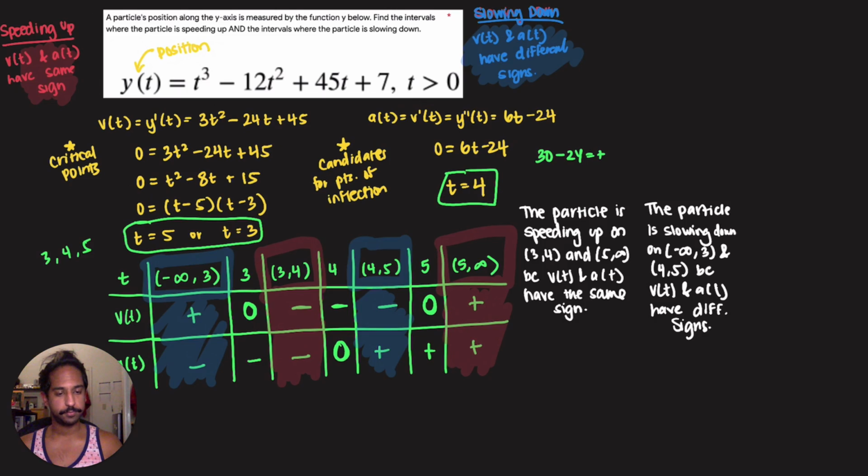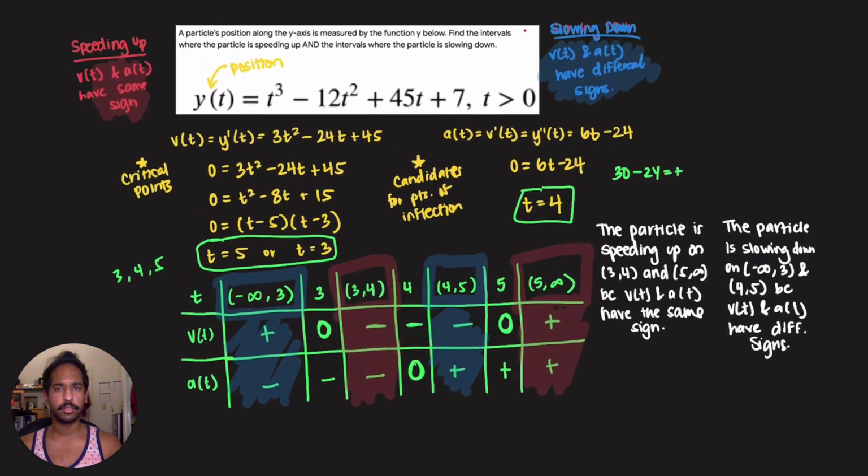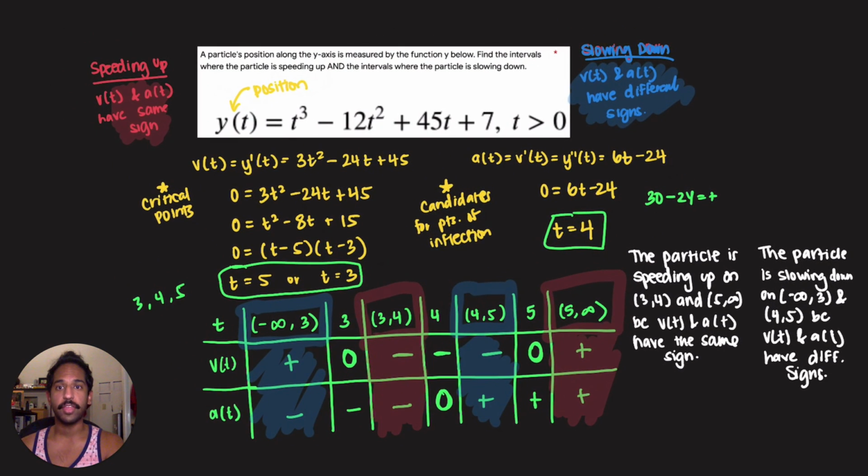And so there we have it. This right here, let me expand this just a little bit so you can see it all. We were given the position function, and then we used that to find our velocity and acceleration functions, and then we used what we know about these functions to figure out when our particle is slowing down and when it is speeding up.